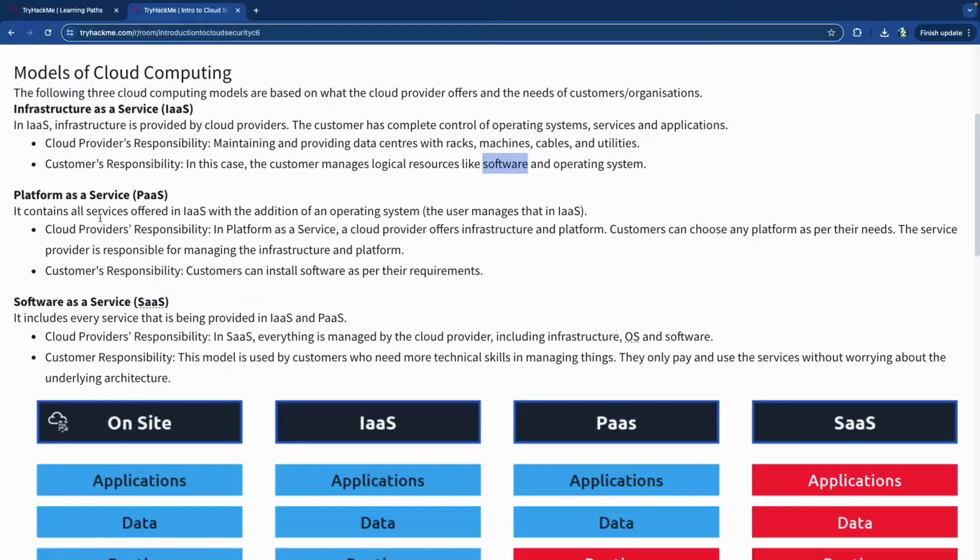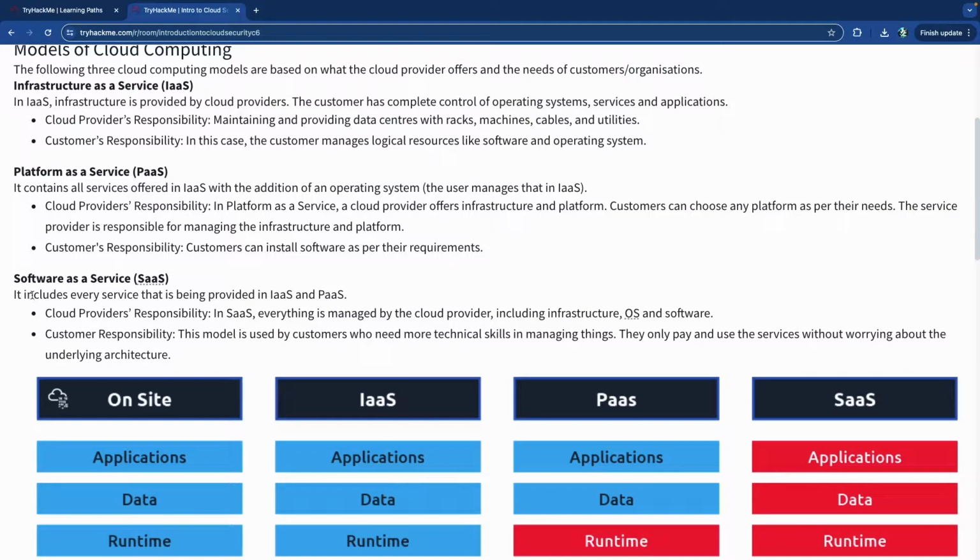Then when you go a level up from that, the responsibilities of the cloud provider end up being the infrastructure and the platform, and customers can choose the platform that we would need. The service provider is just responsible for managing the infrastructure and the platform. The only thing that the customer would have to worry about is installing software based on our requirements. So in this particular case, you get a Windows machine, for example, and then all you have to do is worry about installing the software on the Windows machine as you need it.